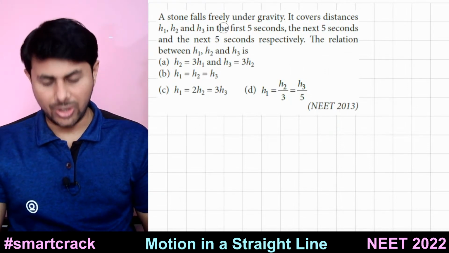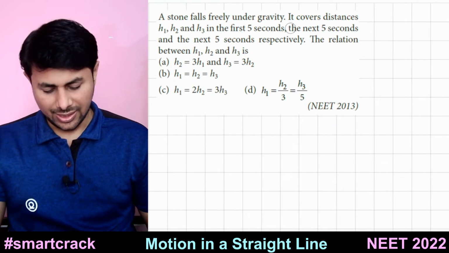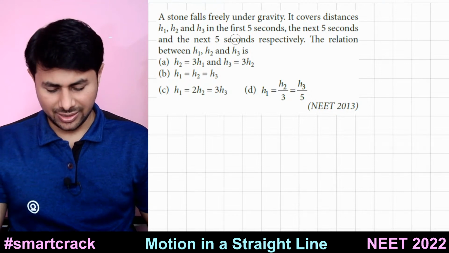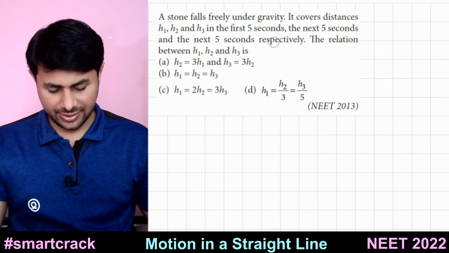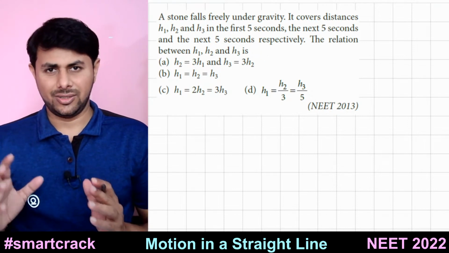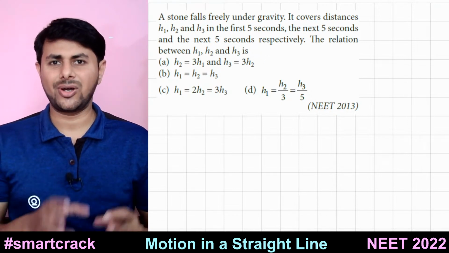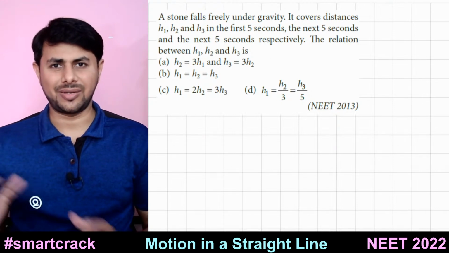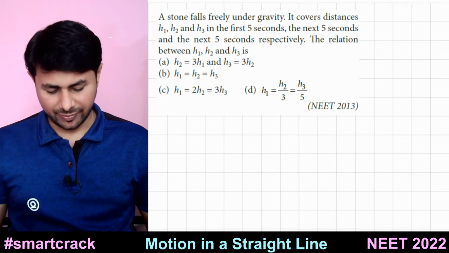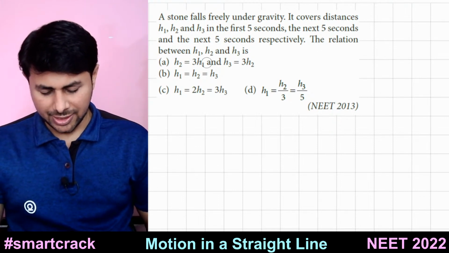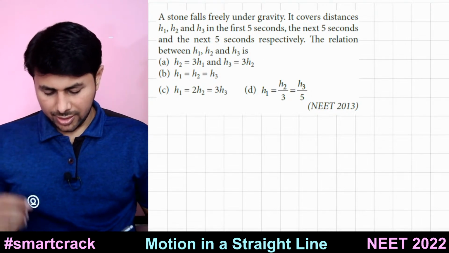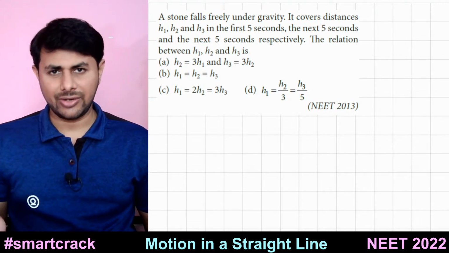So a stone falls freely under gravity. It covers distances h1, h2, h3 in the first 5 seconds, the next 5 seconds, and next 5 seconds. Do you remember Galileo's law of odd numbers that I taught some time back? Okay, so this is a question based upon that. Direct question. The relation between h1, h2, and h3 is, see, the stone is falling freely under gravity.